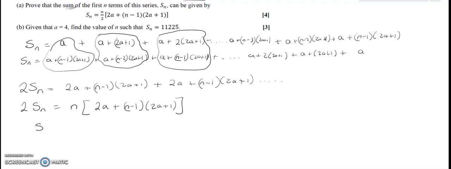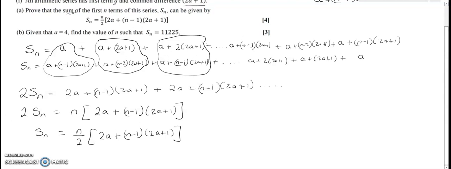And then we want to find Sn, but we've got 2Sn because we added the two lines together. So divide by 2, and we end up with the proof and the formula that we needed. You get that? Okay.